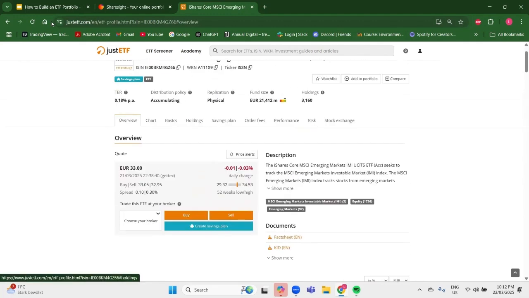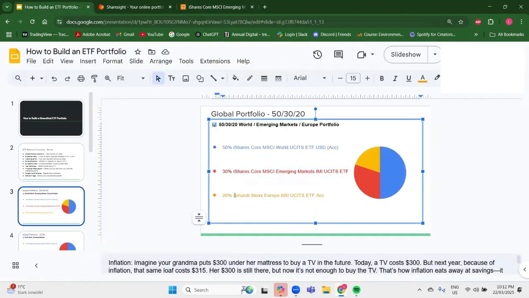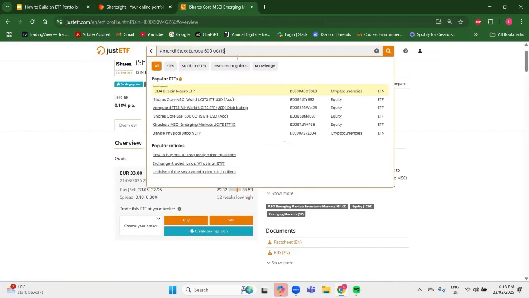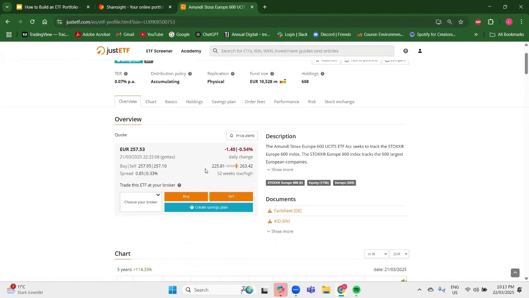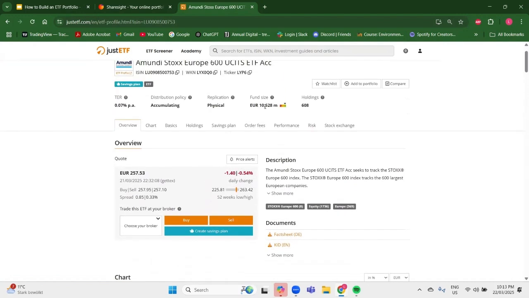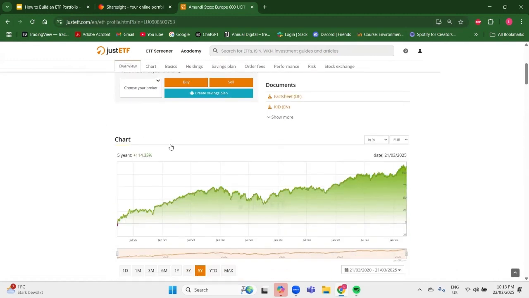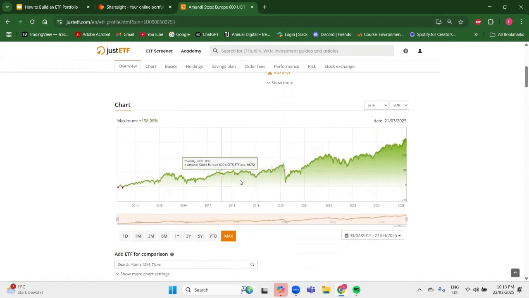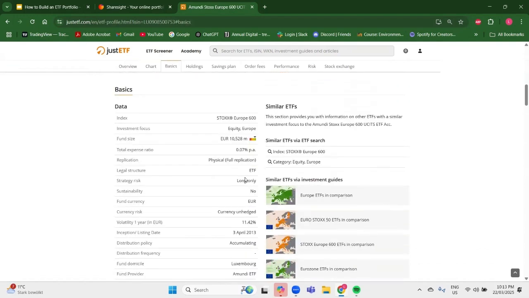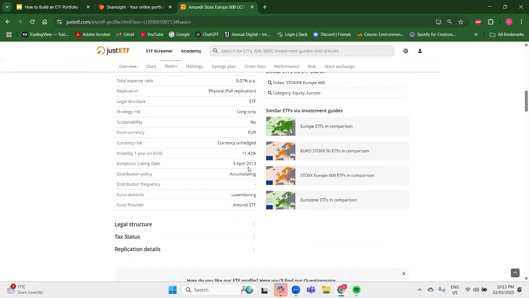That's what we want. The other ETF that we have here is the Amundi Stoxx Europe 600, so some European exposure to have some growth of that as well. This ETF, 10 billion euro fund size, 608 holdings, not quite as many, but still really good, accumulating, 0.007 fee tier. That's insane. Like that's nothing. That's super, super cheap. 5 years, 114%, very strong growth. So that's what we love. Low fee tier. It's been around since 2013.